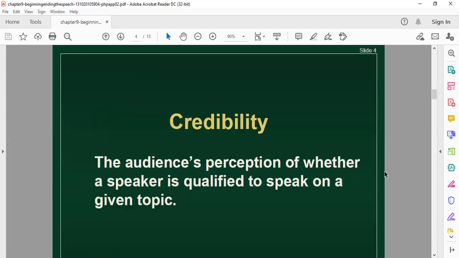First, credibility. The audience's perception of whether a speaker is qualified to speak on a given topic or not, like whether he or she has that much information. Whether he is able to deliver that topic and has all the information that he is delivering, or she is delivering, on the stage. So that's the first thing we need to do.